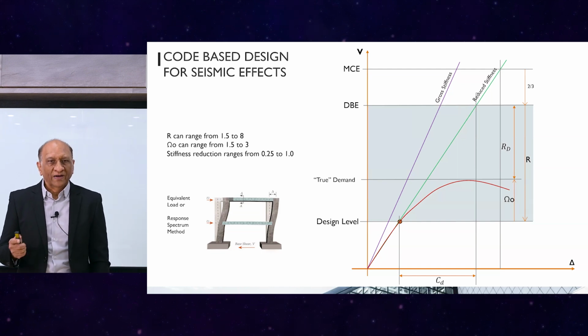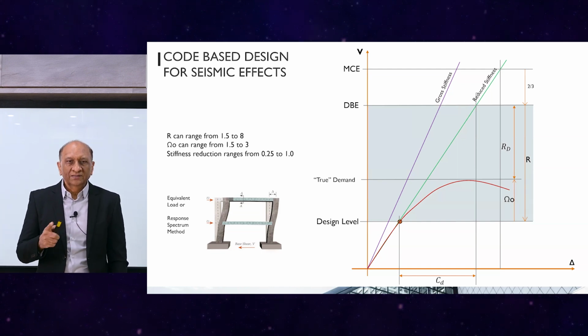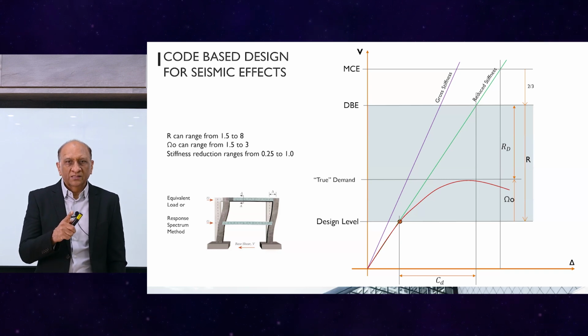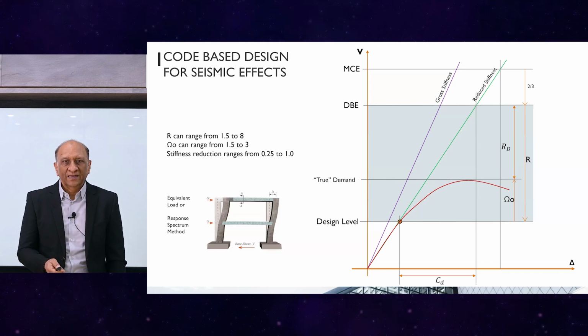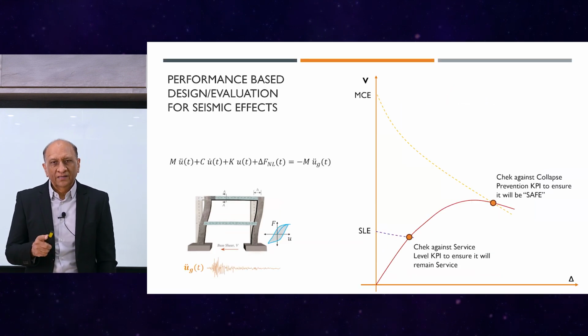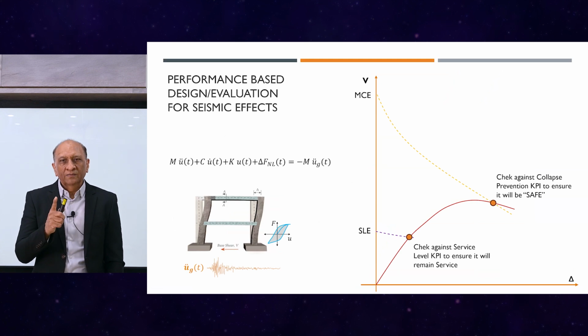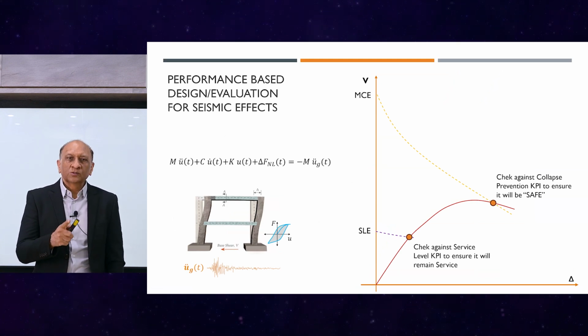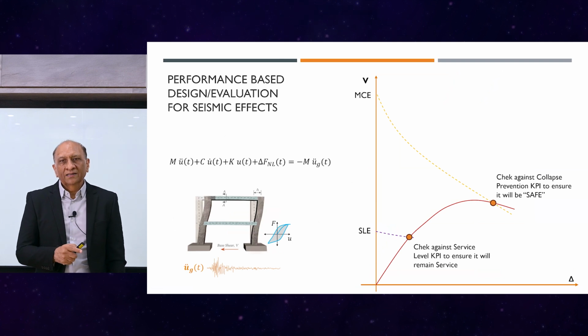Omega can range from 1.5 to 3, and the stiffness reduction can range from 0.25 up to 1. So these are the typical ranges where these values can change, and we can have this whole shaded area, which is kind of an unknown. Depending upon the choice of the factors, we can be anywhere in between. The red line could be touching the DBE in cases where R and omega are equal.